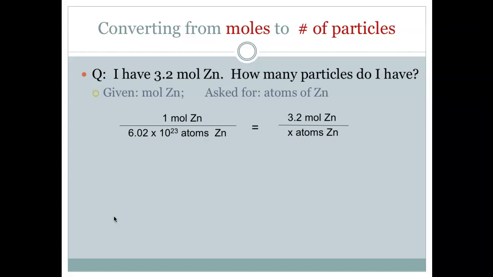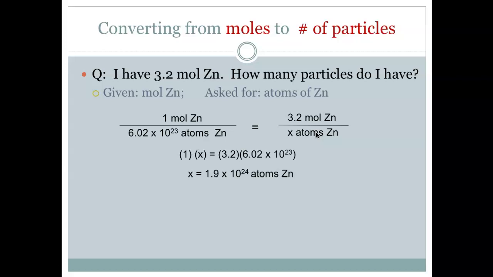I like to read this to myself as a sentence. So basically this proportion to me says that 1 mole of zinc equals 6.02 times 10 to the 23rd atoms of zinc. Therefore, 3.2 moles of zinc must equal X atoms of zinc. From here, I cross multiply and I solve for X to find that 3.2 moles of zinc equals 1.9 times 10 to the 24th atoms of zinc. Does this answer make sense? Well, 3.2 is more than 1, so our answer should be more than 6.02 times 10 to the 23rd, and it is. It's always good to just kind of common sense check your answers when you're done.